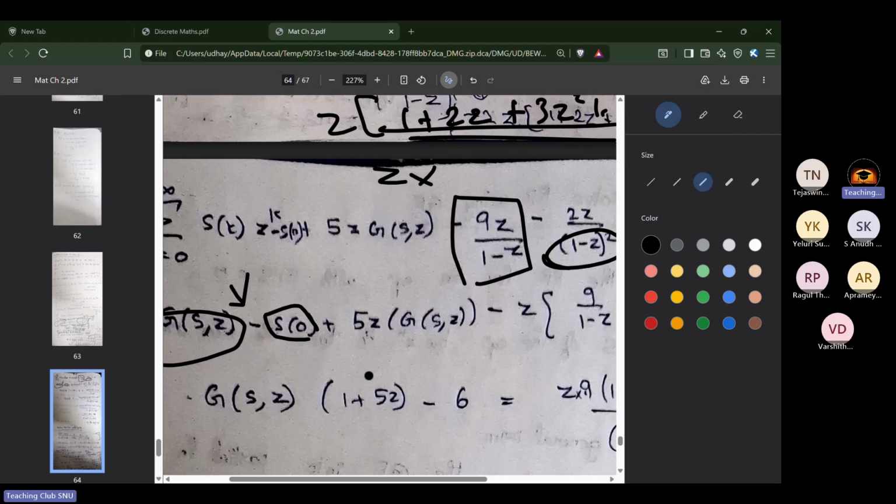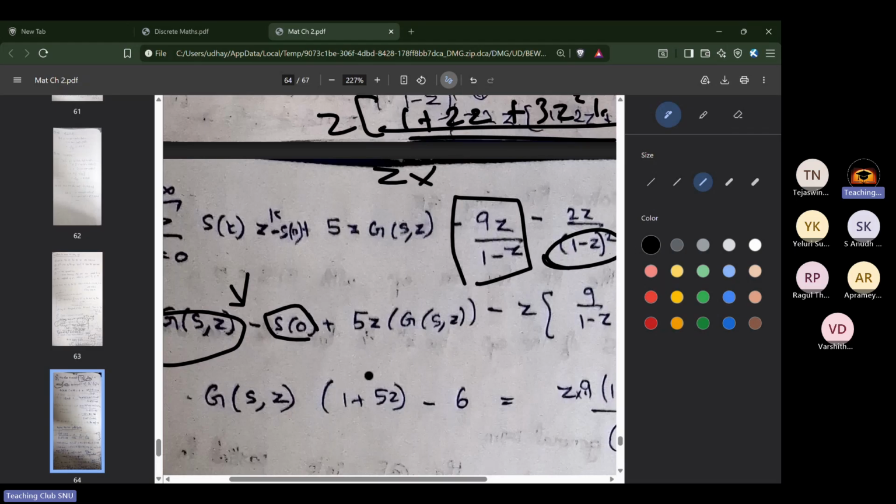So A by 1 minus z. What is 1 by 1 minus z? Summation of what? z power n from n equal to 0 to infinity. Agreed? z power n, if you take the summation, it will give you what? A by 1 minus z.